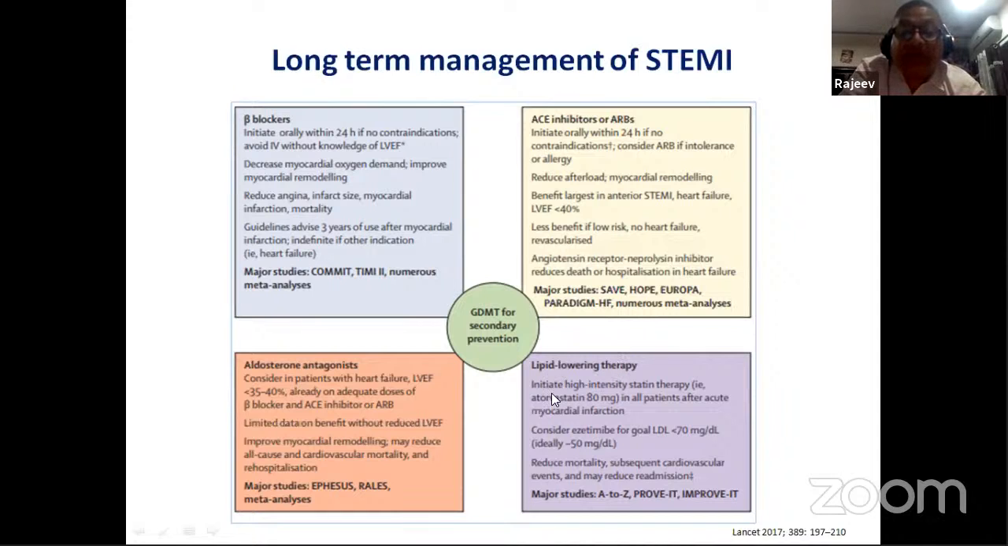Lipid lowering agent: high intensity statins, that is 80 milligrams of atorvastatin or 40 milligrams of rosuvastatin, in case of all acute MIs. Consider ezetimibe if the goal of LDL less than 70 is not reached. Ideal should be about 50 milligram per deciliter. It reduces mortality, subsequent cardiovascular events, and also may reduce rate of readmission. Major studies supporting it are A to Z, PROVE IT and IMPROVE-IT. So, long term, all the patients should be on beta blockers, ACE, ARB or ARNI, aldosterone antagonist if the EF is less than 35, and statins.